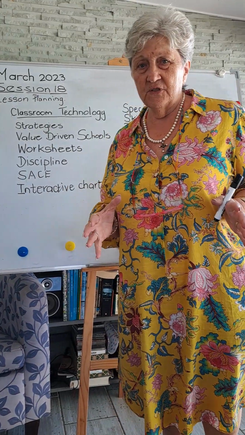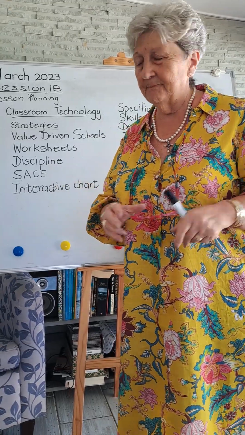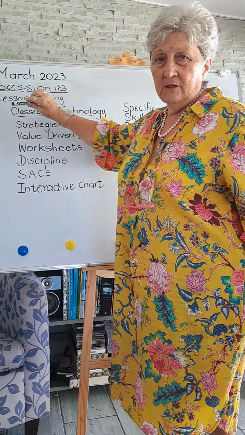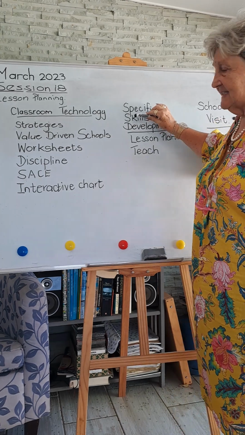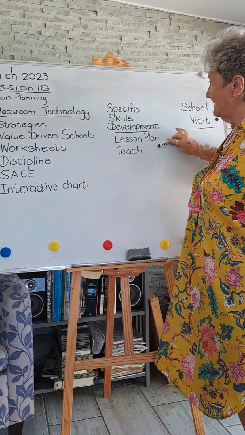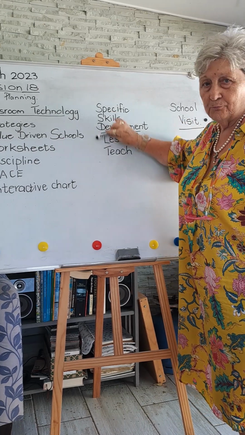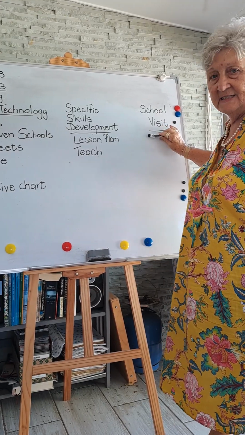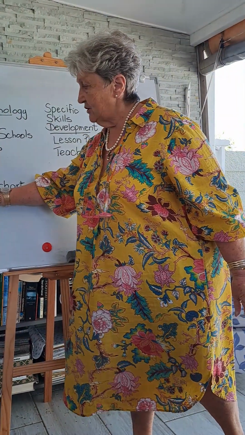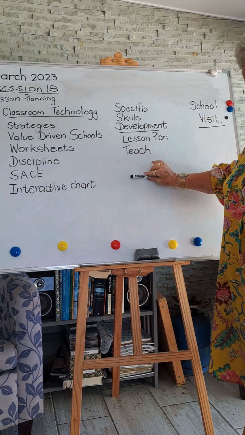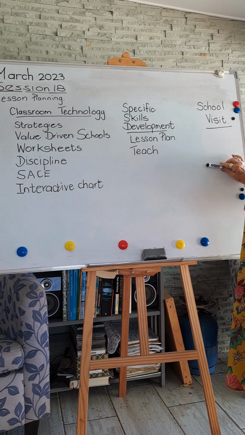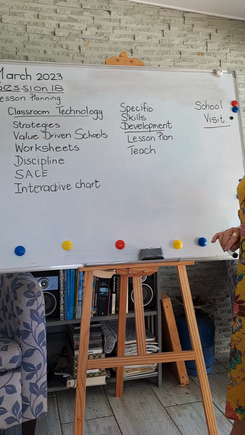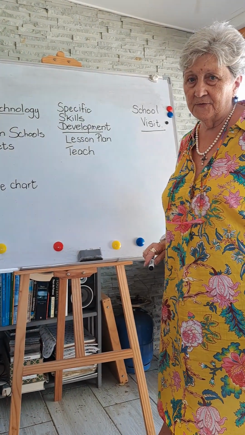When you started this course, we said it consists of 3 parts. First, classroom technology, teaching you what goes on in a classroom. Then specific skills development, where you actually write your lesson plan and you teach it and you practice it. And then your school visit, where you go out to the school and you actually teach. Now, you get a percentage for this, you get a percentage for this, and you get a percentage for this. If you fail one of these, you fail the year. And I think Mrs. van Wyk did explain that very carefully to all of you.